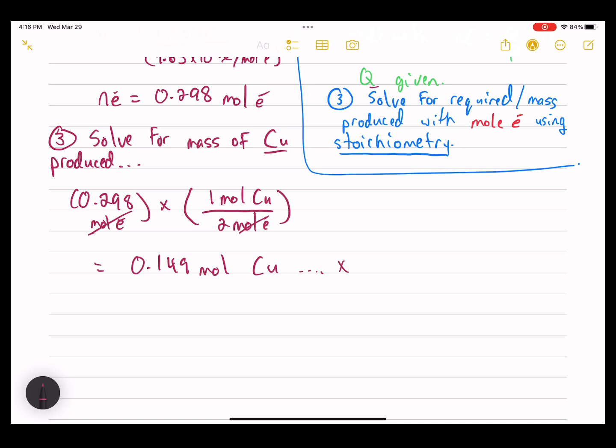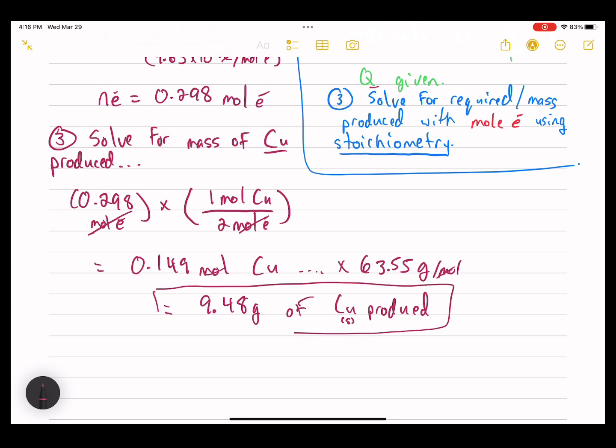Now we're going to multiply this by the molar mass, because we do want the grams or the mass. And when I plug that into our calculator, we get about 9.48 grams of copper solid. And that's how much is going to be produced at the cathode. Okay, remember that the mass builds up at the cathode.